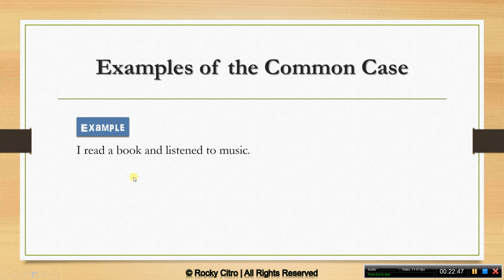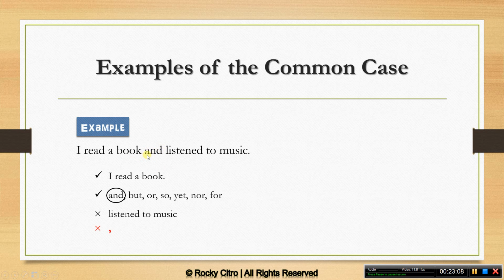Here's an example of one that doesn't meet all the criteria. We still have the first element, I read a book, that's fine. And we do have one of our 7 words, that's also fine. But this second element cannot stand on its own as a grammatically complete sentence, so we do not use a comma here. And this is a really, really common mistake, so you want to keep your eye out for this.